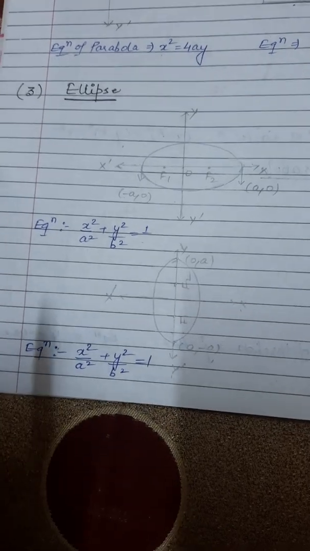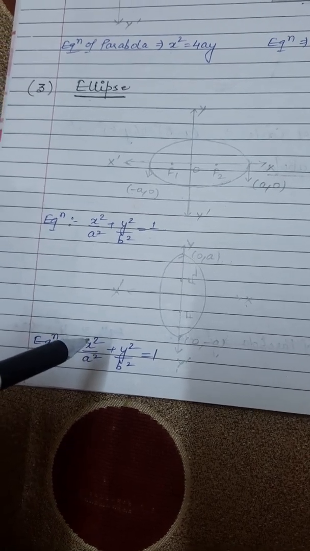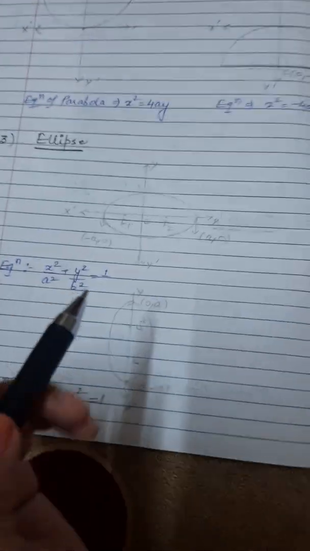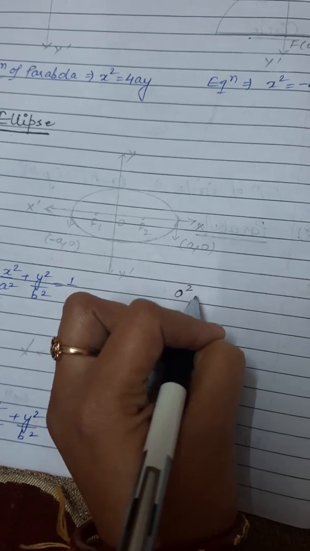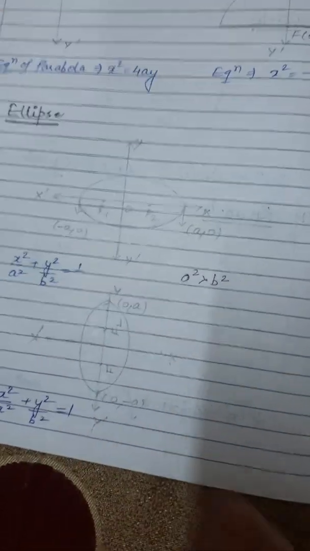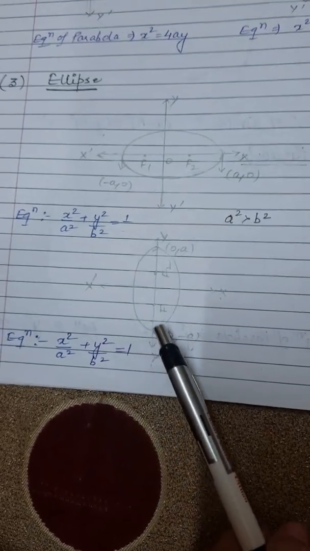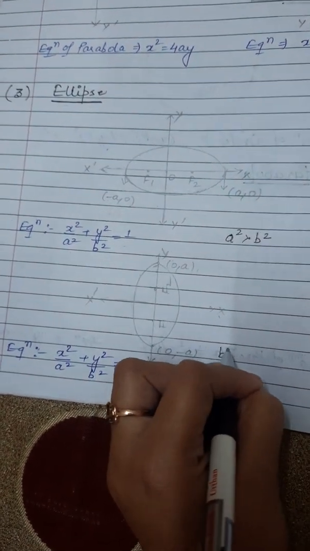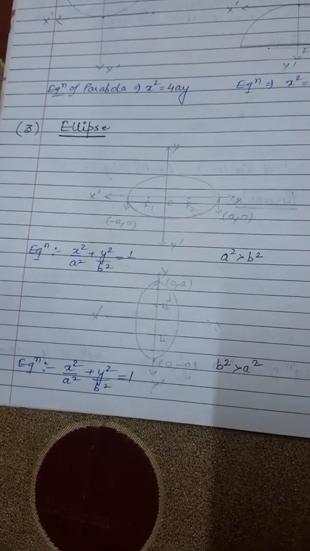But here you can see that both the figures have the same equation. There is one major difference in both the equations. In the first one, a square should be greater than b square, while in the second figure, when the major axis lies in the y direction, b square should be greater than a square.